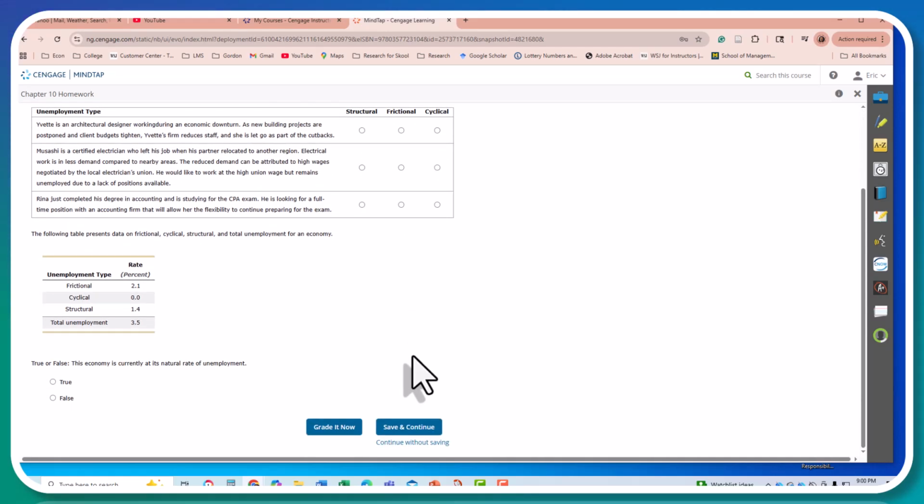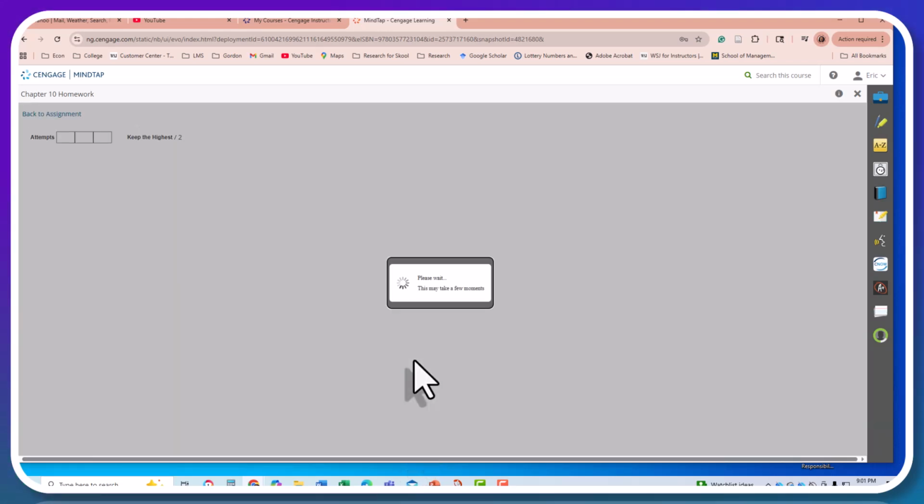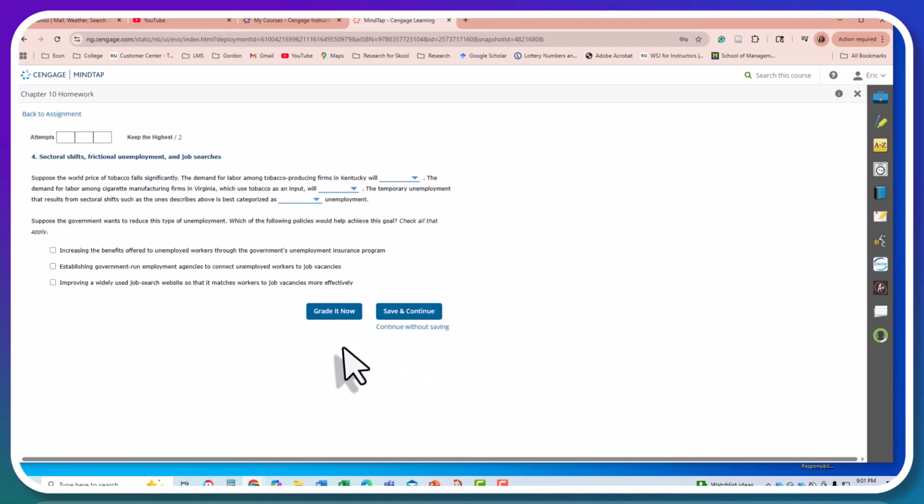True or false? The current economy is at its natural rate of unemployment. I'll let you figure that one out. Just remember the natural rate is a suggestion. There'll always be unemployment as well.